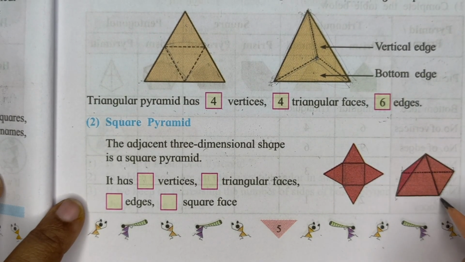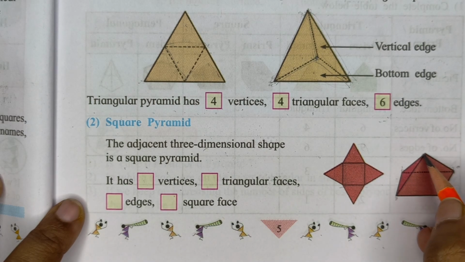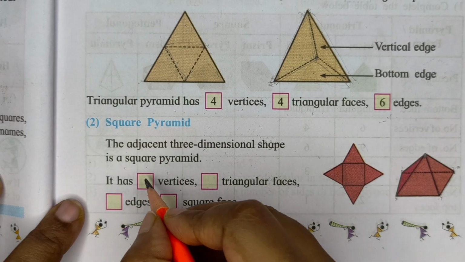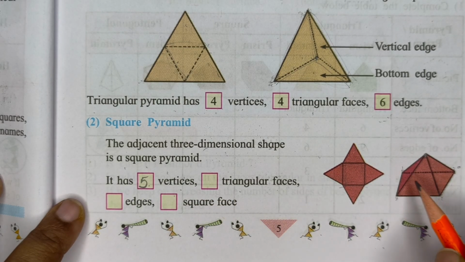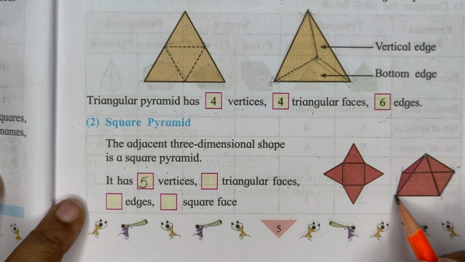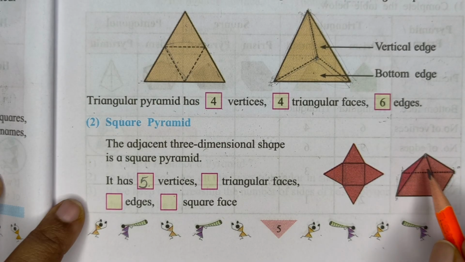At the bottom you have 4. The corners, the vertices, 1, 2, 3, 4, and the top one is the 5th. So how many vertices do we have? 5 vertices. Triangular faces. Now the bottom one we cannot count because it is square. Understood? The bottom one you cannot count. So how many do you have?